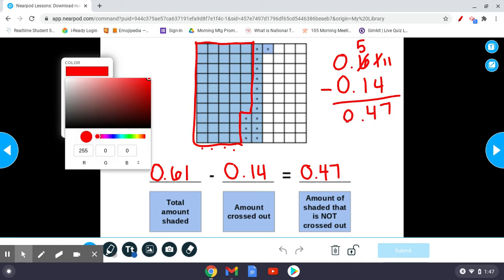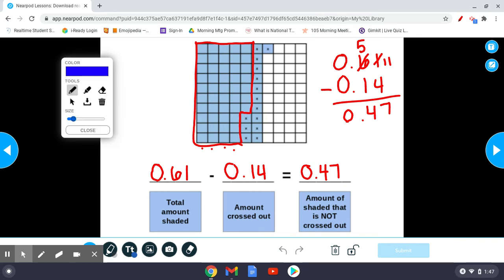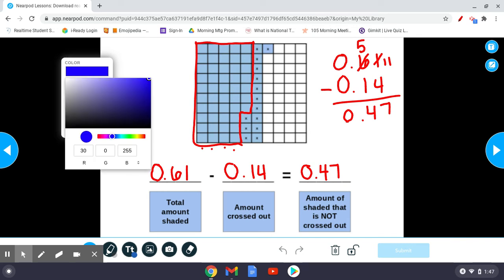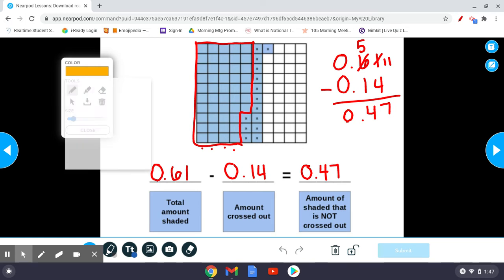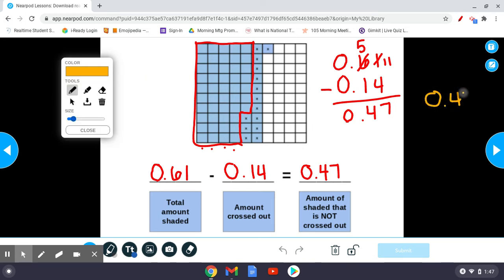You can also use the inverse operation or fact families to check by doing addition. So here you can see instead, maybe I want to take my 47 hundredths plus the 14 hundredths, and it should give me the total amount shaded. 7 and 4 is 11, excuse me, carry the 1. There you go. So again, you can see how we checked using addition.